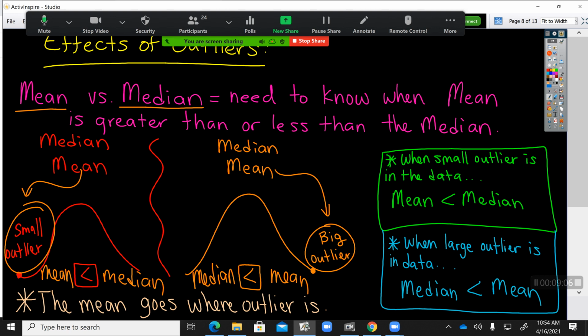So here in green and blue, I summarized that for you. When there's a small outlier, the mean is less than the median. When there's a large outlier, the median is less than the mean. Make sure you copy that down. This is very important.